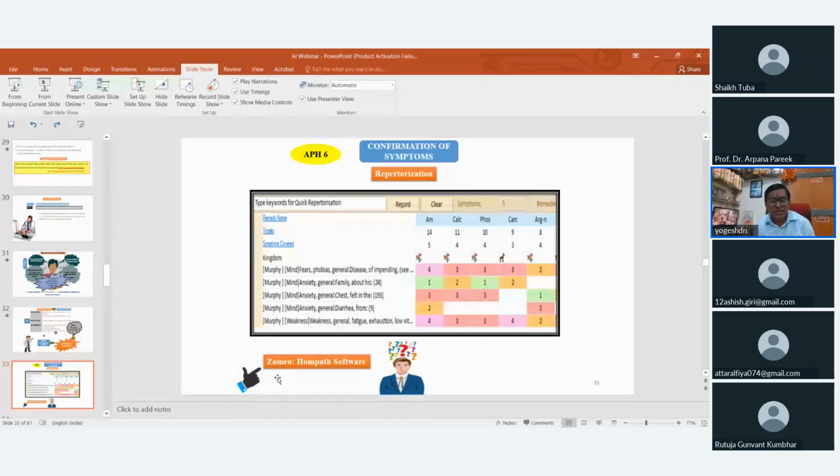So the symptoms that are there are of fear, phobia, disease impending of, anxiety related to the family, anxiety felt in the chest in and around, anxiety general, diarrhea from, diarrhea was also there, and the weakness general, low vitality, exhaustion. Arsal, Calcarea. Again the chronic is next to the acute one. Arsal is the acute remedy, or the current remedy that is coming up with this totality that the patient has presented, and the next thing that is coming in front of us is Calcarea.